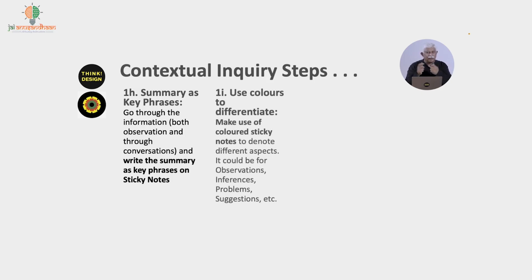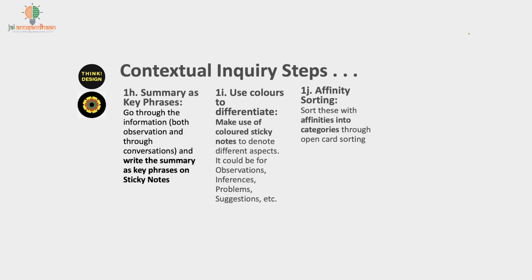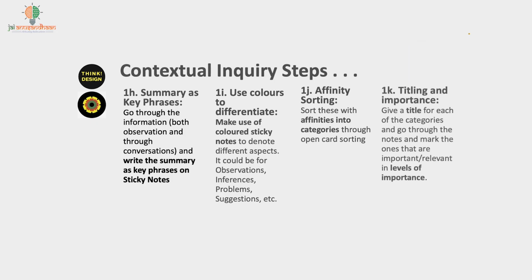You could use different colors to differentiate different types of activities, like observations can be in one, problems can be in another, suggestions can be in another. And you need to sort it out into categories, and you could put titles to them.